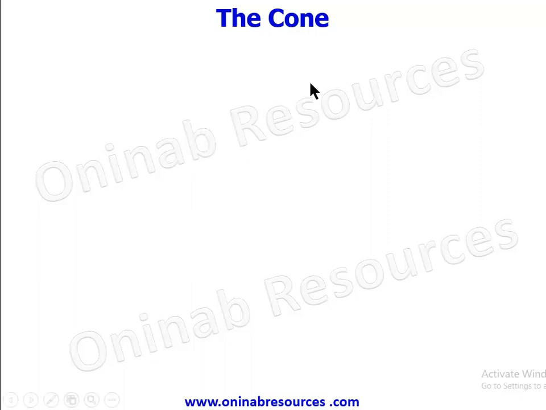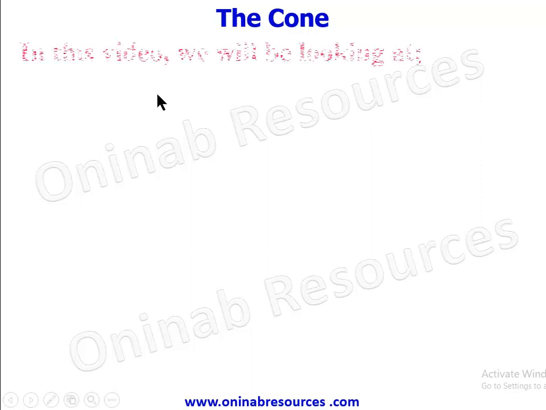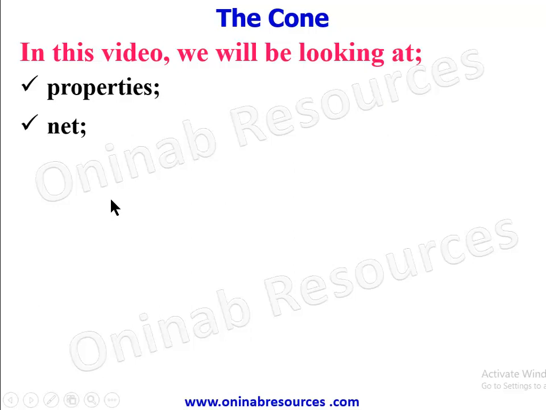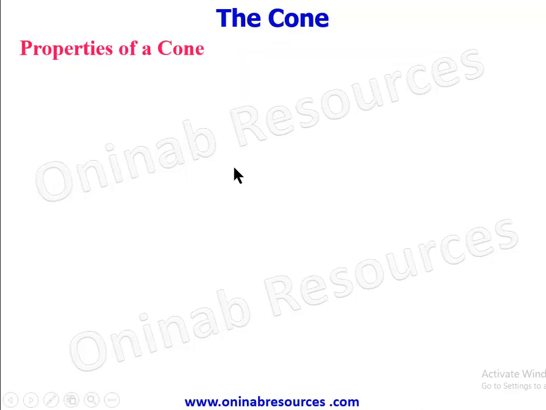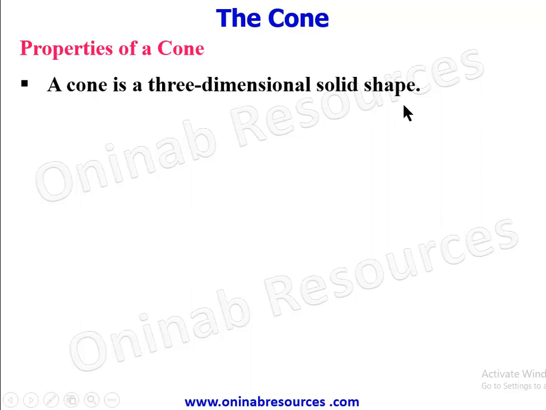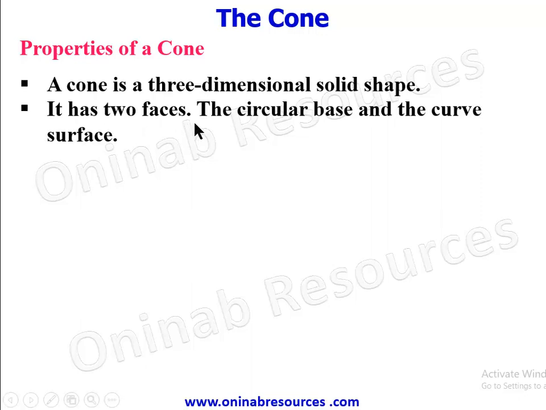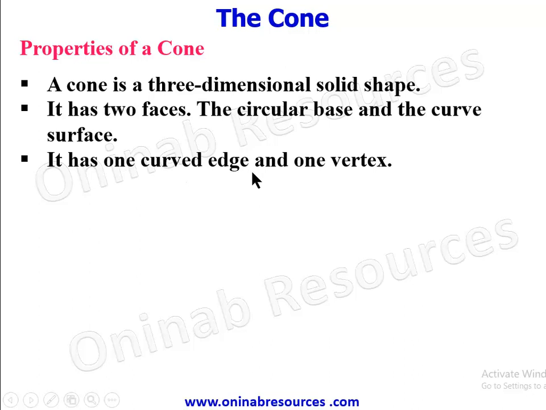It's on the cone. So in this video we'll be looking at properties, net, surface area and volume of a cone. So we look at first the properties of a cone. A cone is a three-dimensional solid shape. It has two faces, the circular base and the curved surface. It has one curved edge and one vertex.